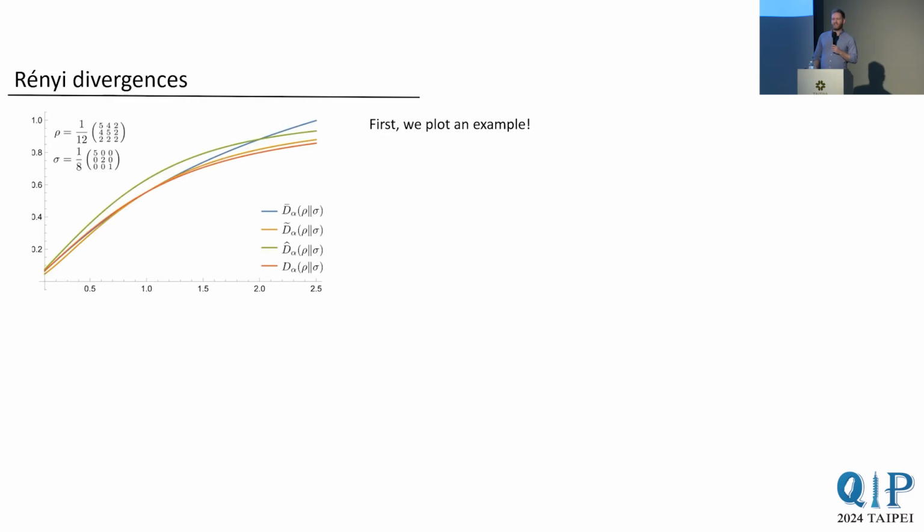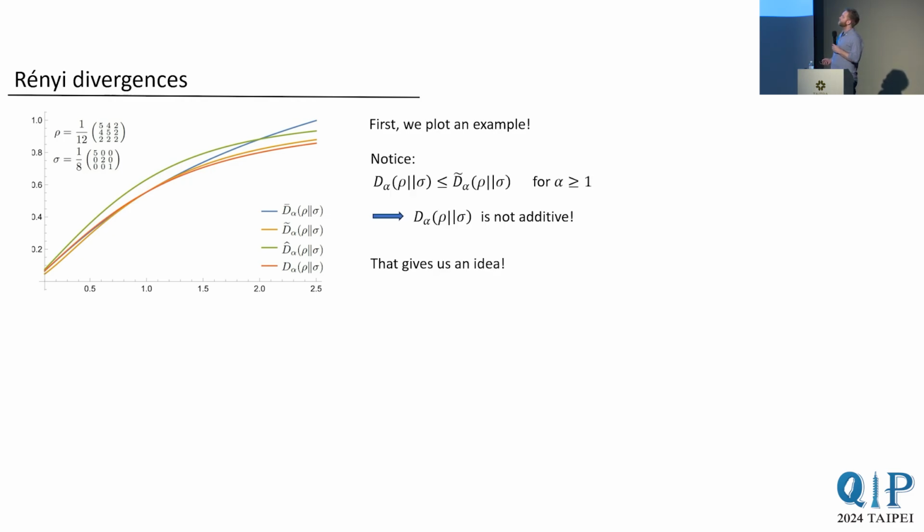The first thing, very naively, is we plot this quantity. And indeed, we compare it to some other definitions and we see, okay, it's not the same, that's nice. But we also notice something maybe peculiar, which is that this quantity, for alpha larger than 1, is smaller than the sandwich Renyi divergence. Now I haven't discussed this before, but the sandwich Renyi divergence is particular in the sense that it is the smallest quantum Renyi divergence that obeys data processing and is additive. Now ours obeys data processing, but is even smaller, hence it cannot be additive.